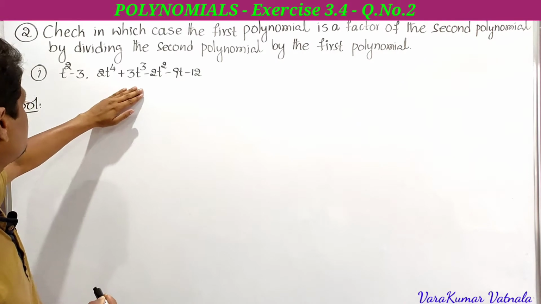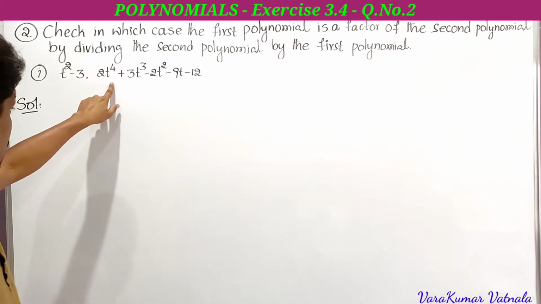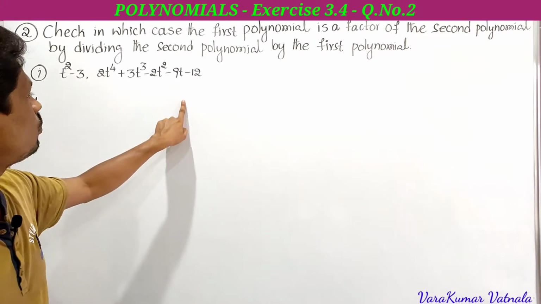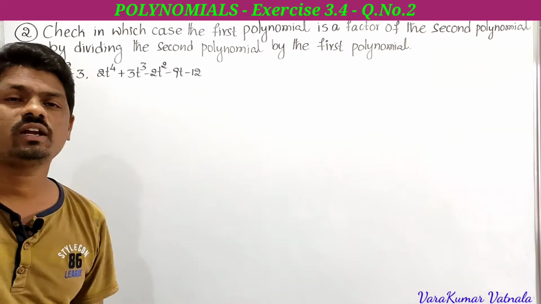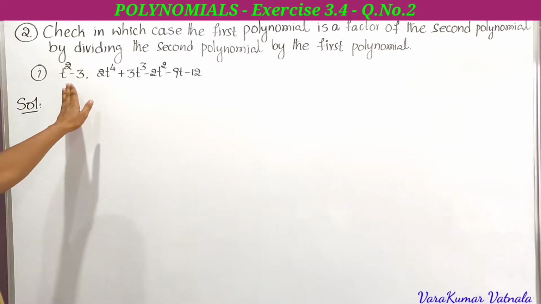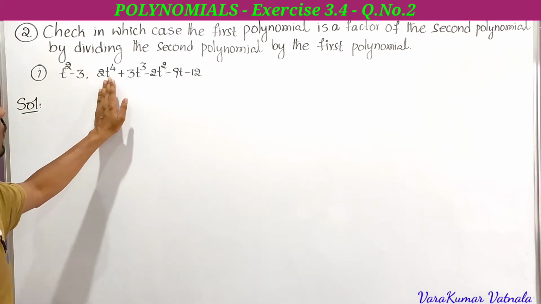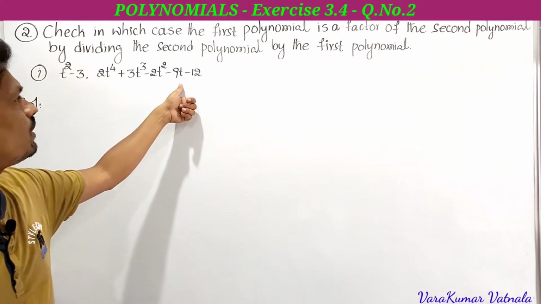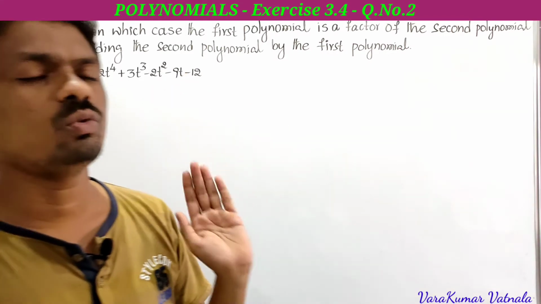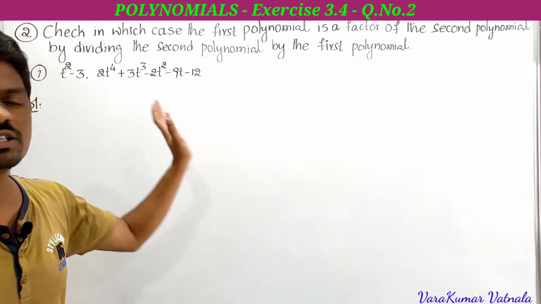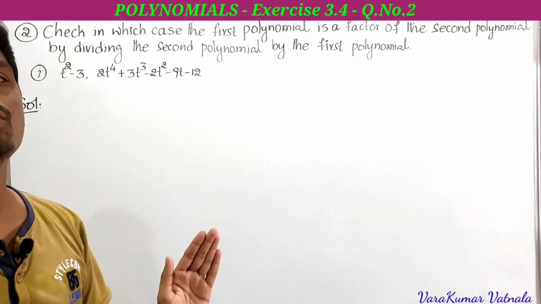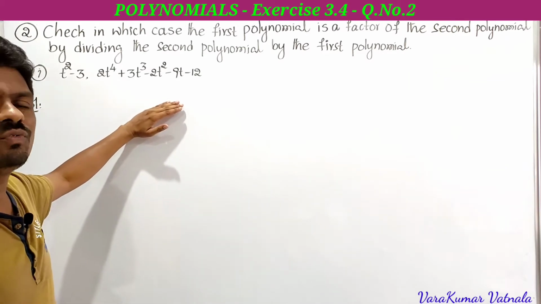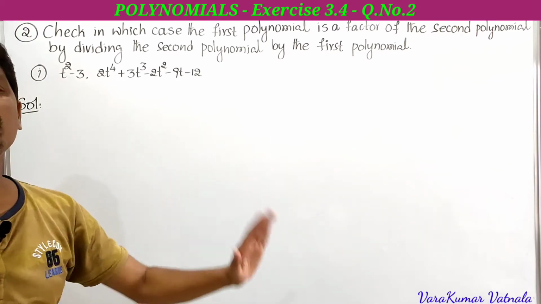Next, the second one. The degree of the first term is 4. Here it is 3, 2, 1, 0. Yes, it is also in its standard form. So t square minus 3, and 2t to the power 4 plus 3t cube minus 2t square minus 9t minus 12. These two are in their standard form. Now we can proceed to do the division. You have to follow the steps. If you follow the steps, you can do it very easily.